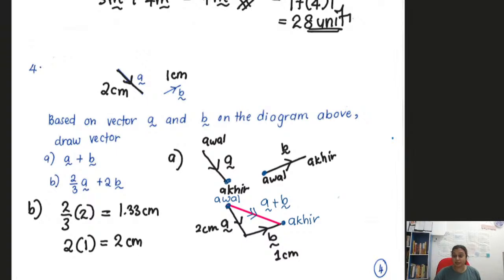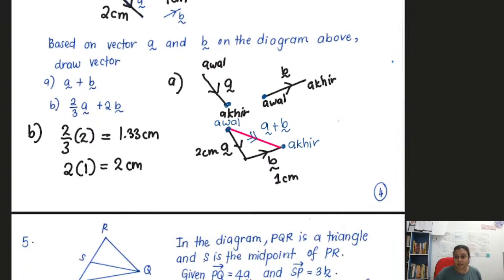So it will be slightly longer. When you draw A, you draw a bit shorter. Okay, 1.33, you use your ruler 1.33, around there. B you lukis 2 cm. So dia panjang sikit. B tu 2 cm. Lepas tu you lukis resultant vector. Vector resultant dekat sini. A to B.